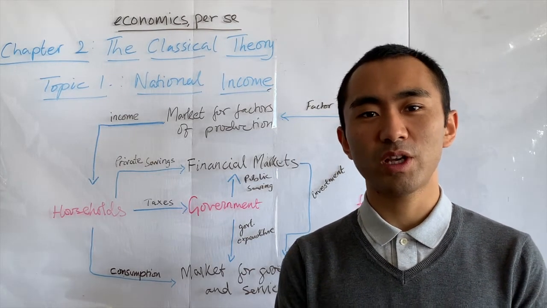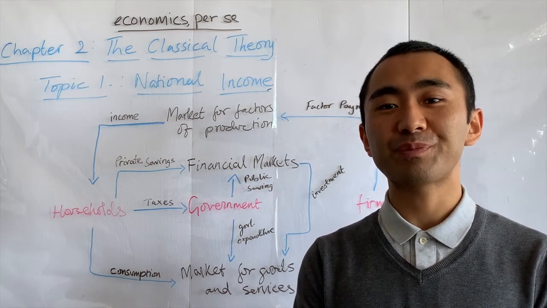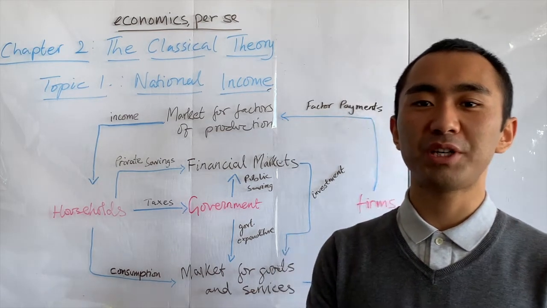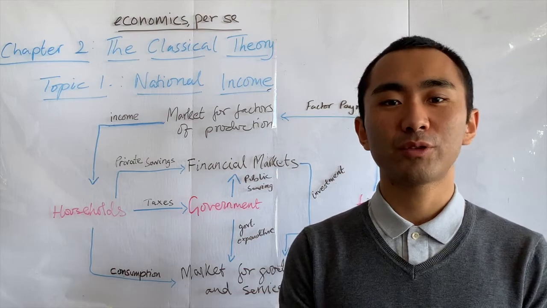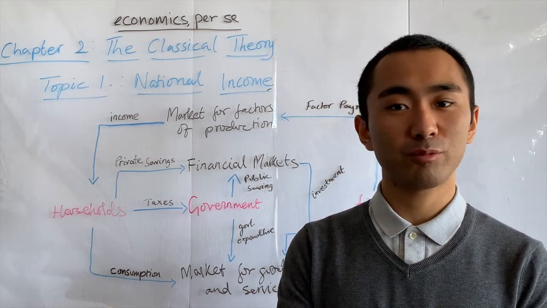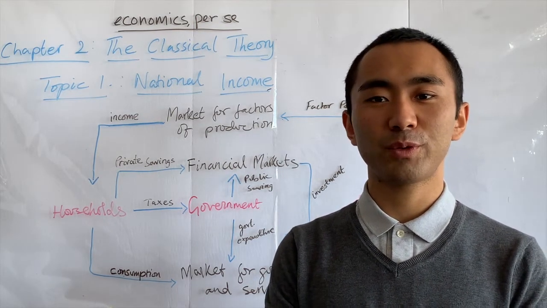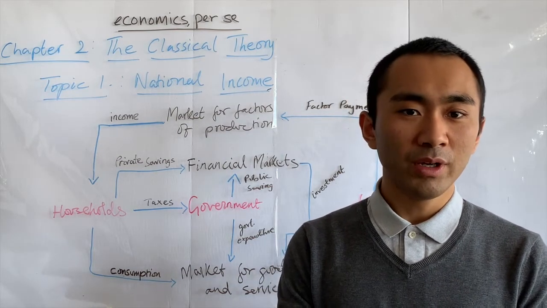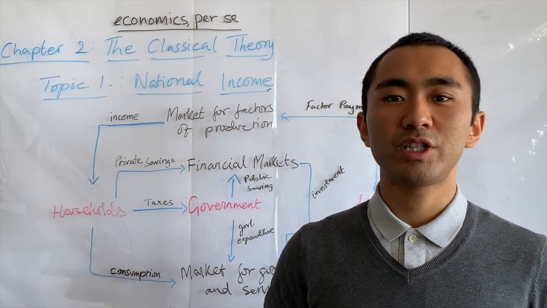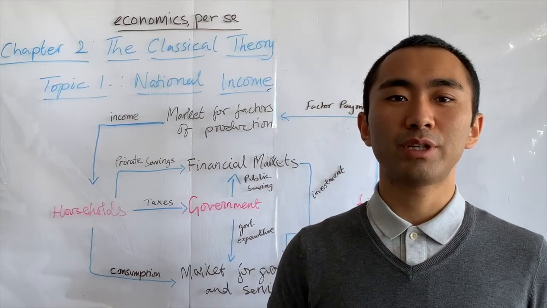We are starting a new chapter today on the classical theory. The first topic is going to be national income. It's going to be a long chapter, but for me it's super fun and I hope it is for you as well. Let's start. We learned from the last video that GDP measures both the total output and the total income of a country.